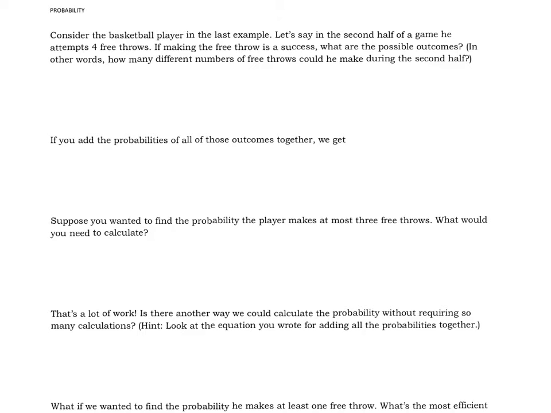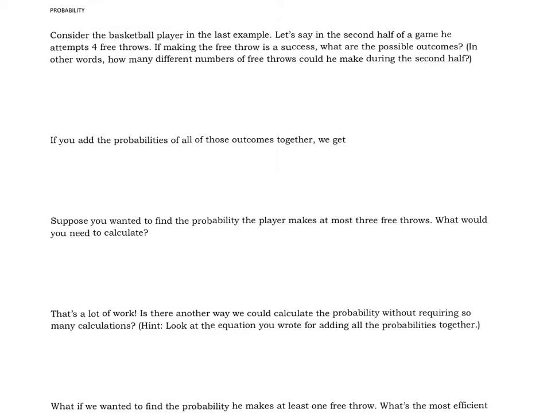Okay, this next group of questions is going to lead us to an idea that will help us calculate binomial probabilities in a way that is as efficient as possible. So let's think about the basketball player in the last example, and let's say in the second half of the game he attempts 4 free throws. If we consider a success to be making a free throw, what are the possible outcomes?